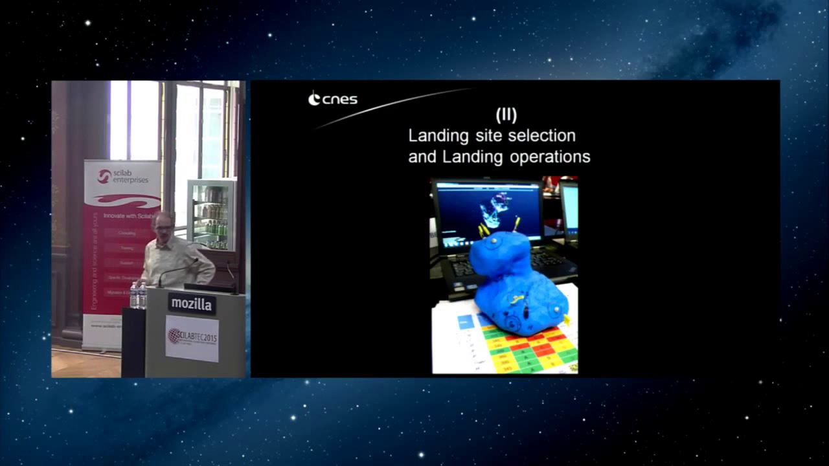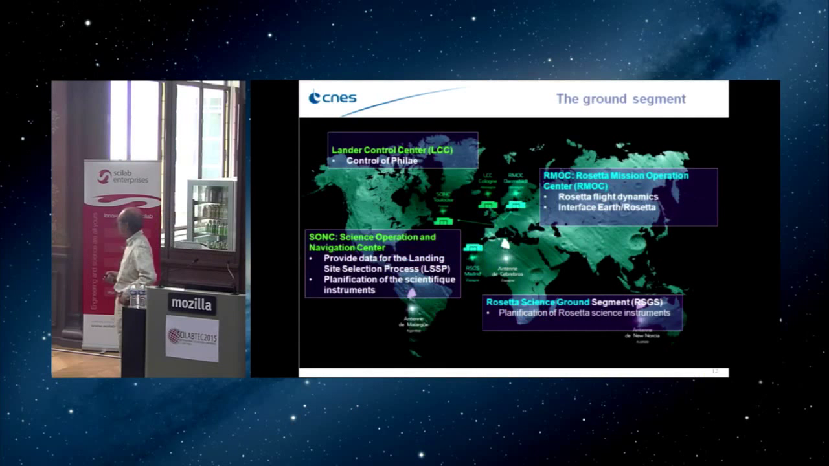So now let's talk about the selection of the landing site. Who was involved in this selection, in these operations? We had first the Rosetta mission operation center in Darmstadt, in Germany. It's an ESA center. We also had to work with the Rosetta Science ground segment in Spain. The first center is in charge of the Rosetta flight dynamics and is the control center of the Rosetta satellite. The Rosetta Science ground segment is in charge of the science programming.